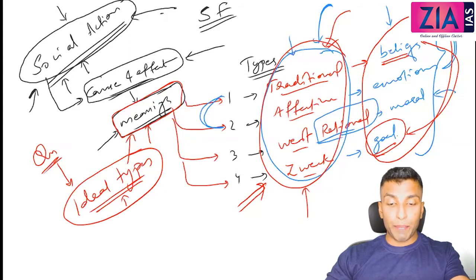So when you talk about capitalism, what all things will come to your mind? Profit, right? Money, time is precious, worker is a means to an end. All these are the commonly understood elements. So that's what the ideal type of capitalism is.